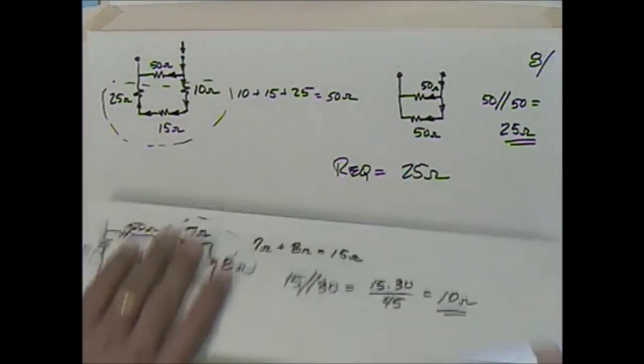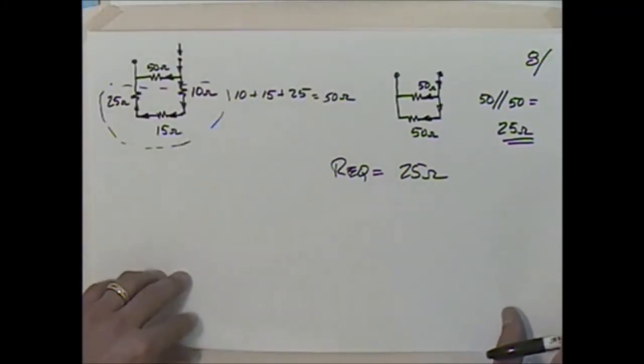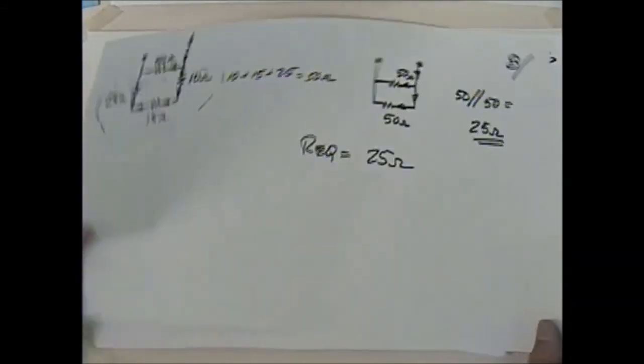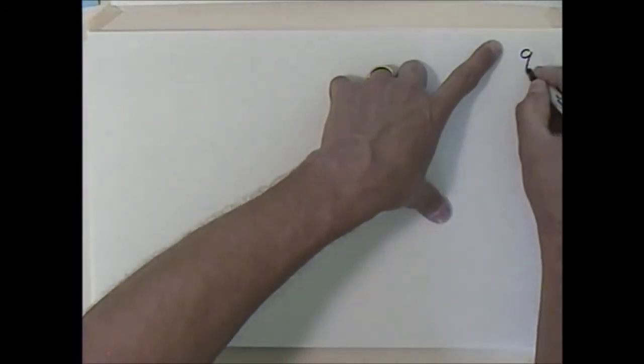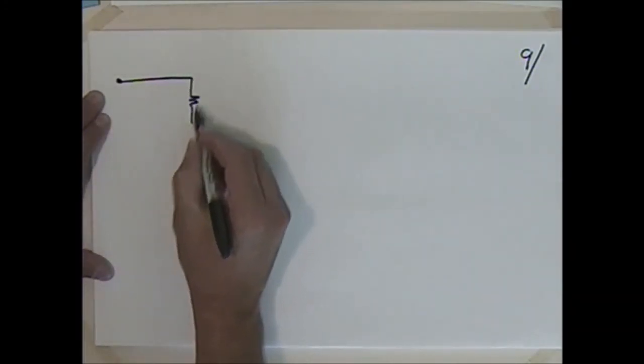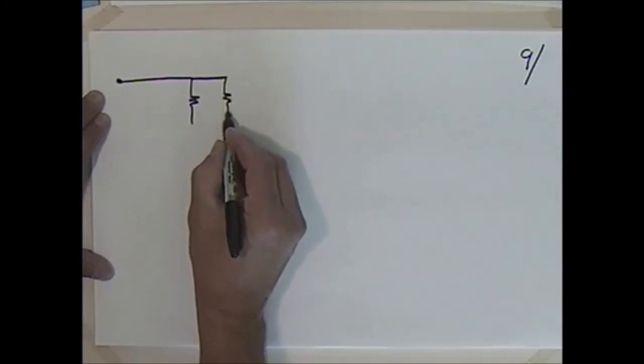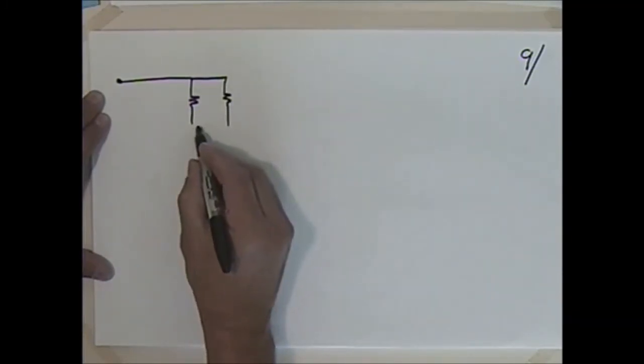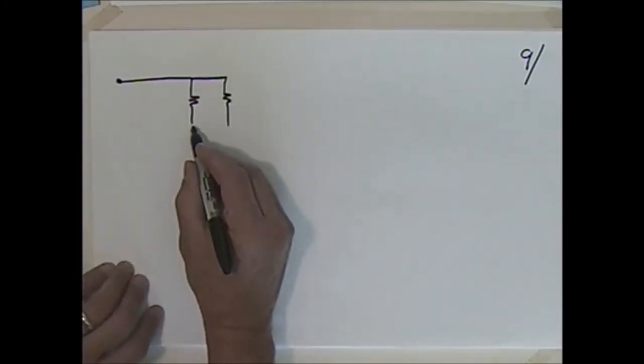I'd like to look at, try, maybe not be successful, but try one more problem. So let's try something that looks like this. Let's say that we have something like this.